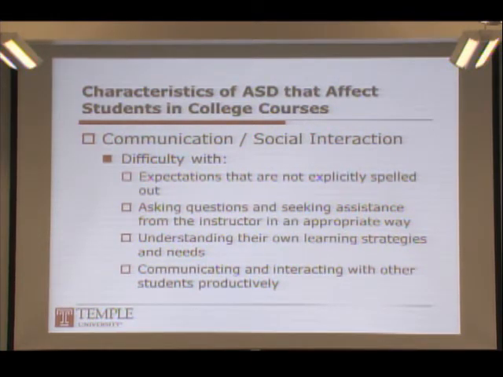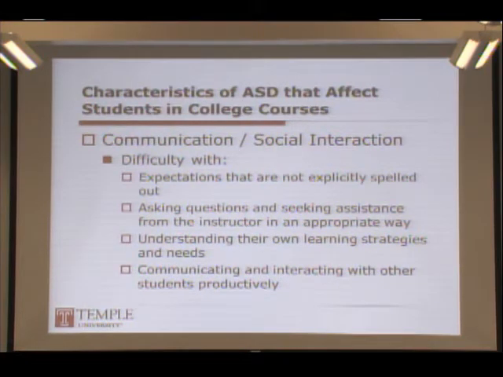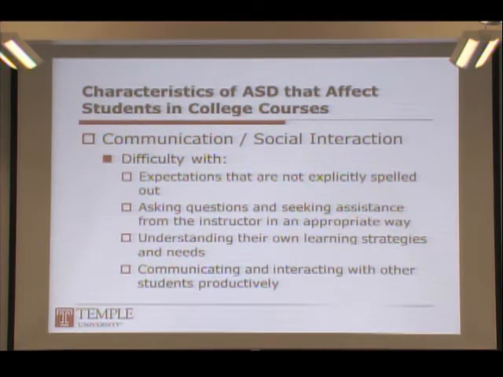Asking questions or seeking assistance from the instructor in an inappropriate way, and I'll skip down one, communicating and interacting with other students productively, because I think they're related. So knowing how to get the instructor's assistance or knowing how to communicate with the instructor in an appropriate way. So what do you think would be an example of inappropriate communication with an instructor? And you might think back to some of your interactions, and some of you are smiling.